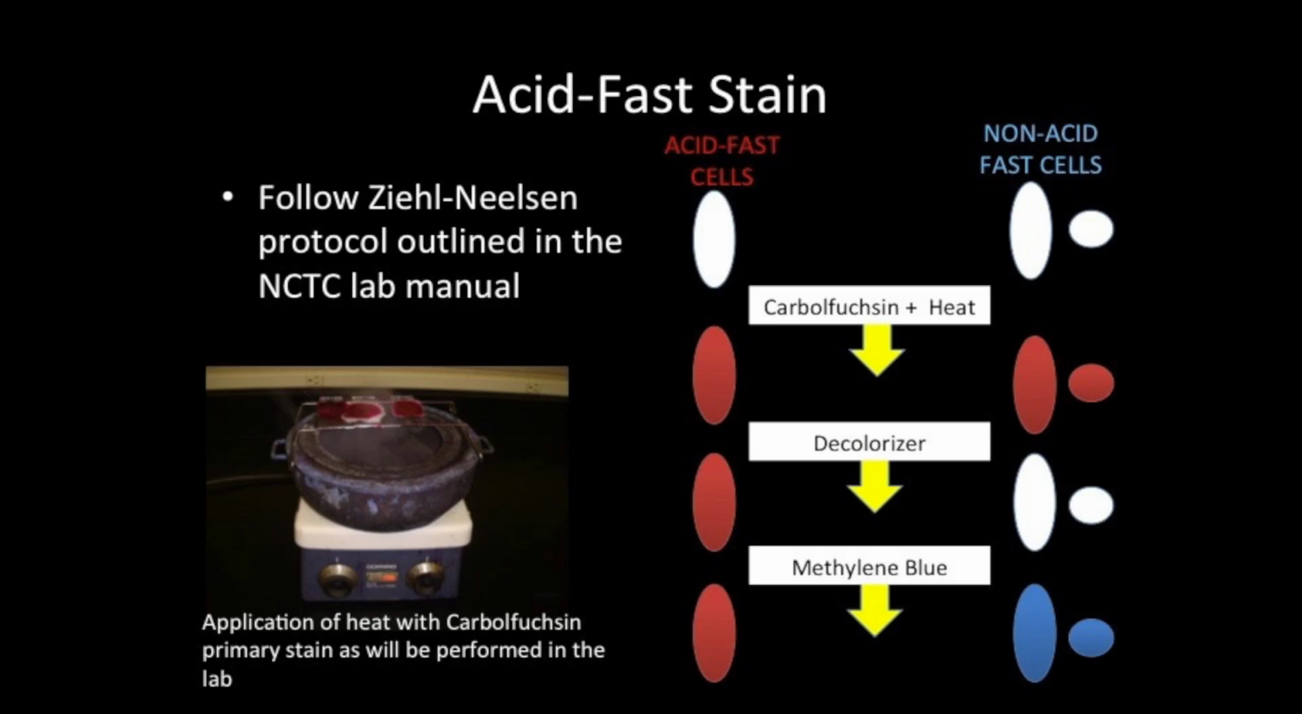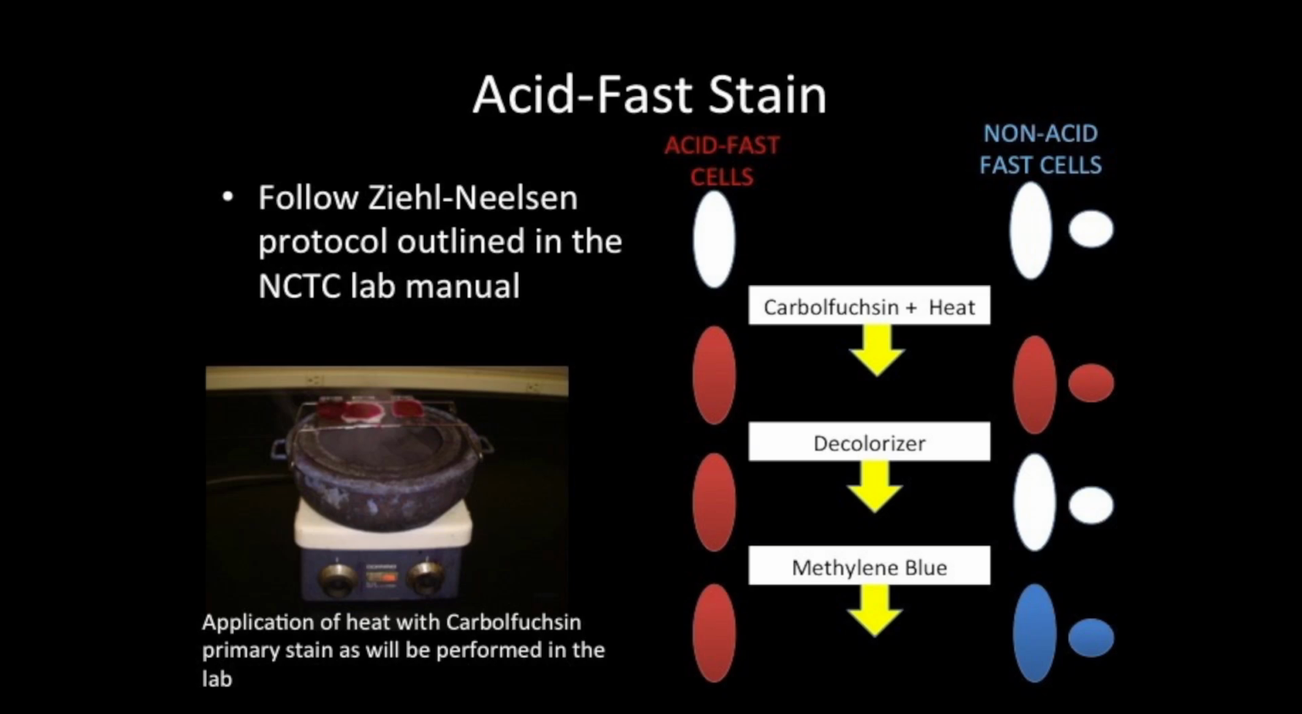The decolorizer used in the acid-fast stain is an acid alcohol. The acid alcohol is a mixture of hydrochloric acid and ethyl alcohol. As the decolorizer is applied to the cells, the primary stain is washed out of non-acid-fast cells, leaving them colorless. Cells containing mycolic acid hold fast, or tightly, to the primary stain even with exposure to the harsh decolorizer, and thus are termed acid-fast cells. Acid-fast cells now appear red at the end of the decolorizing step.